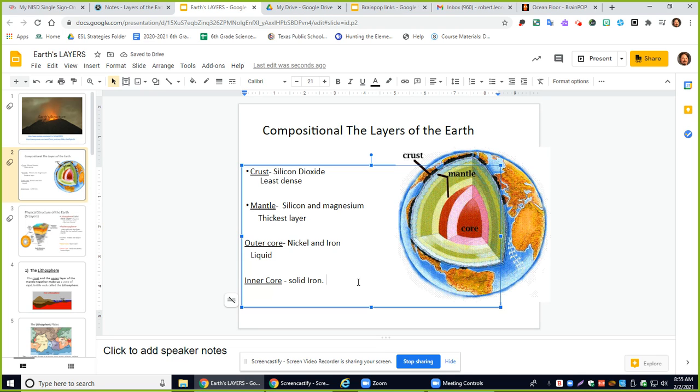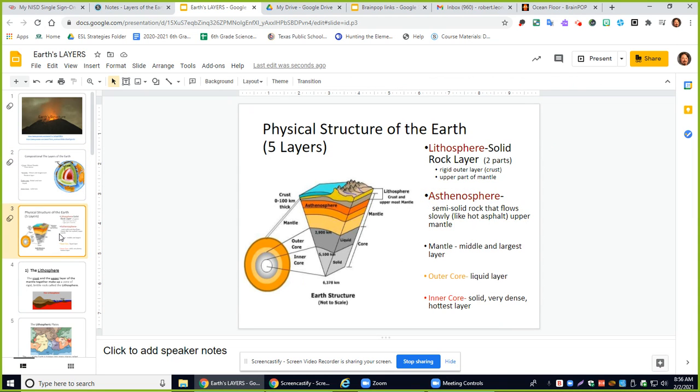Okay, so the inner core is made out of solid iron. Okay, so those are the compositional layers. If you're to study for a test on this subject, I would really go back and look at this slide. This slide right here has a lot of various test questions. In other words, you can make a lot of test questions off this one page and the second page.